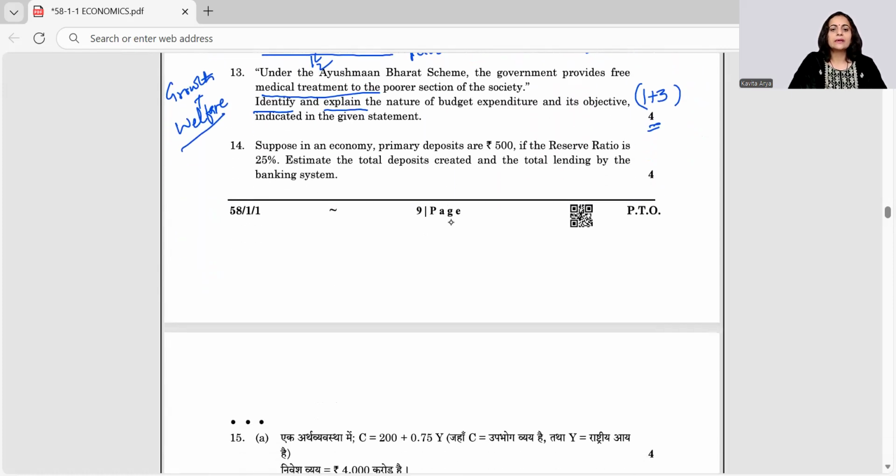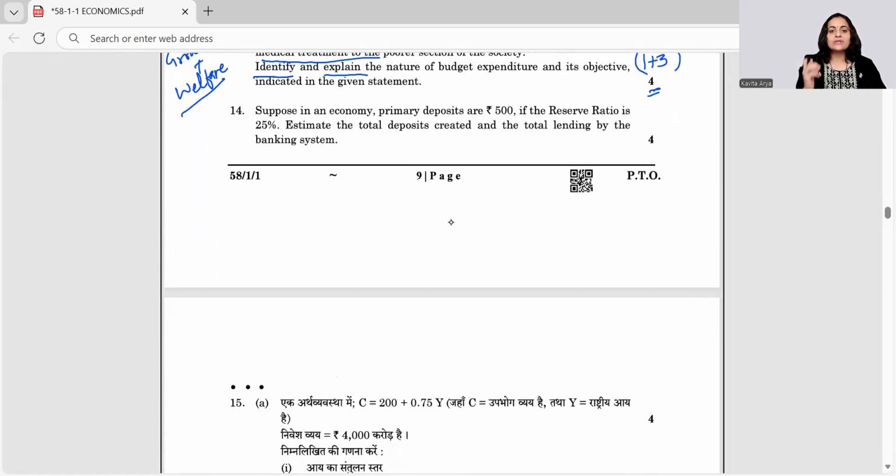Now, 14th question says, suppose in an economy, the primary deposits are 500, reserve ratio is 25%. Estimate the total deposits created and the total lending in the banking system. Again, I'm saying, be very mindful. Students at times do only the first question and the second part is ignored and hence they get a loss of marks. So what do we do?